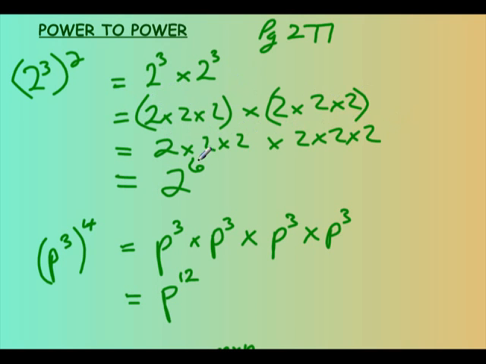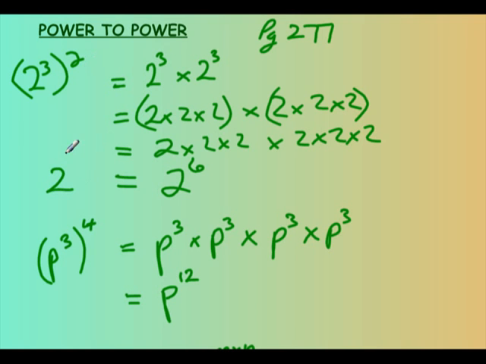And we have 2 repeated and multiplying by itself once, twice, 3 times, 4 times, 5 times, 6 times. Right up to the 6th term. So 2 to the 6. So what could we have done with 3 and 2 to get 6, looking at the powers?